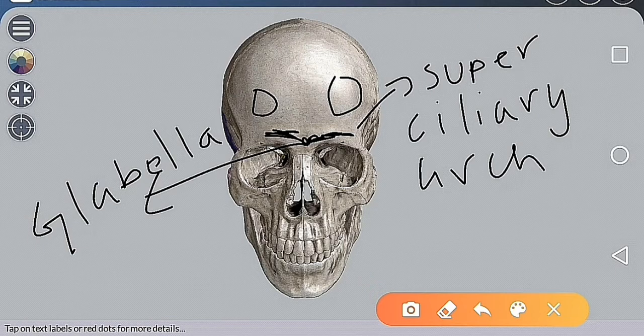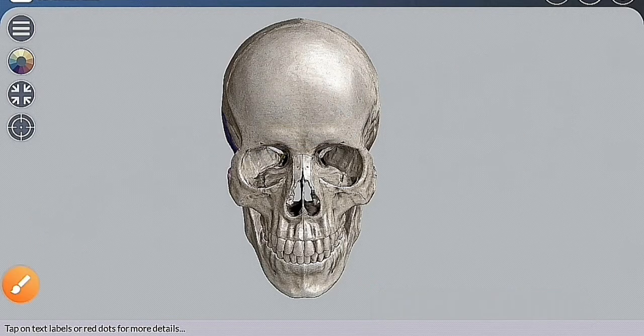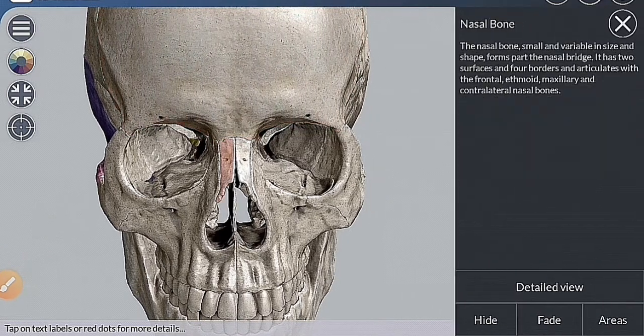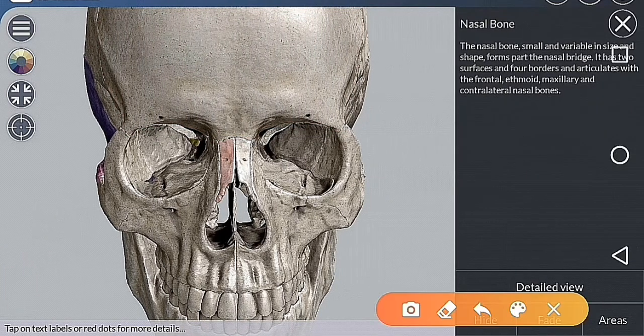And also we have another structure here. It's where the frontal bone and the nasal bone meet together. This point is called nasion.